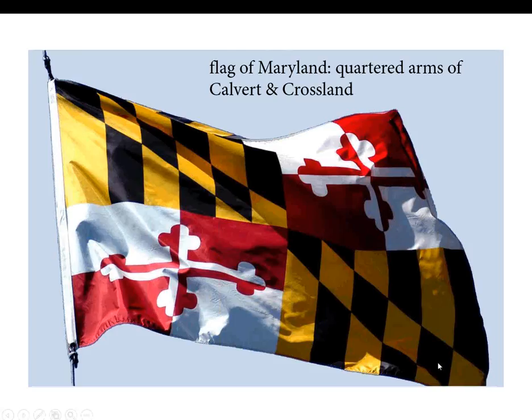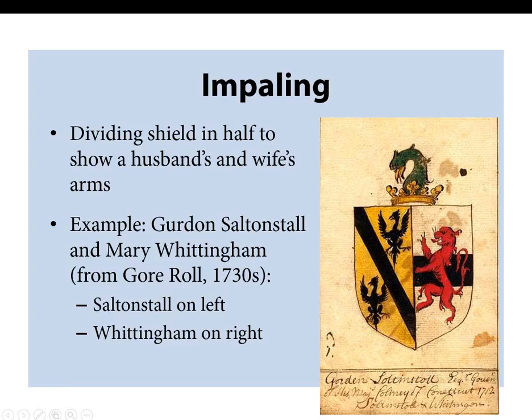The other important element of marshalling arms, I mentioned already, is impaling, displaying on half of a shield the husband's coat of arms on one half and the wife's coat of arms on the other. And we'll come back to impaling.